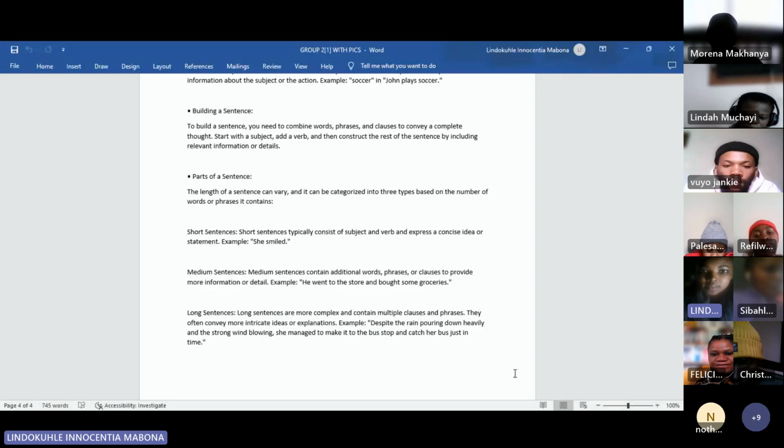Long sentences. Long sentences are more complex and contain multiple clauses and phrases. They often convey more intricate ideas and explanations. For an example, despite the rain pouring down heavily and the strong wind blowing, she managed to make it to the bus stop and catch her bus just in time.